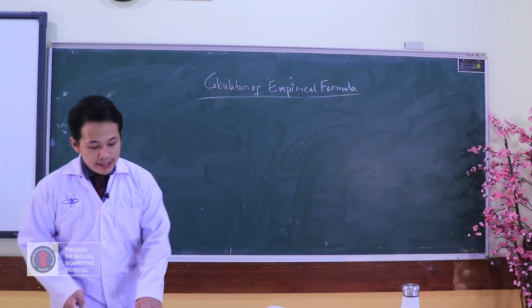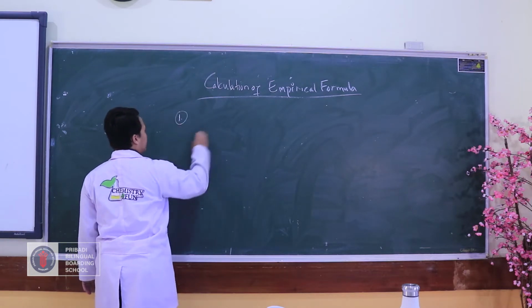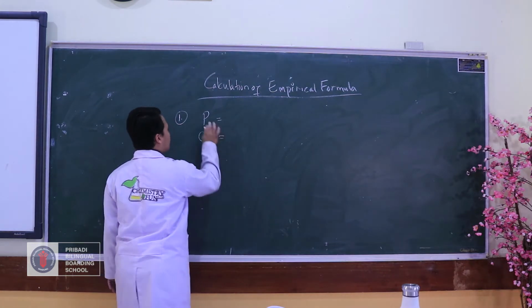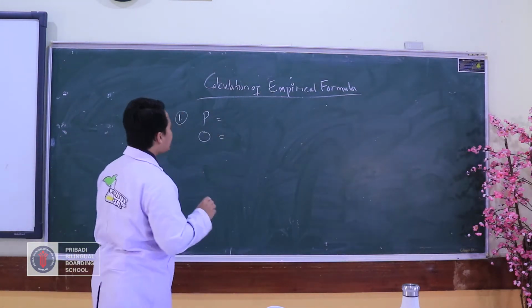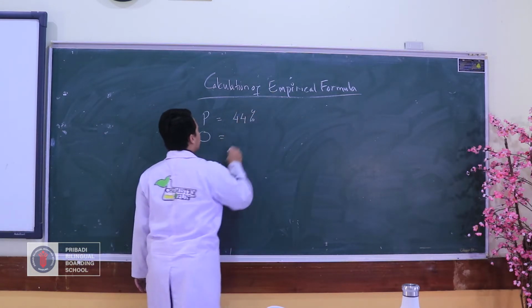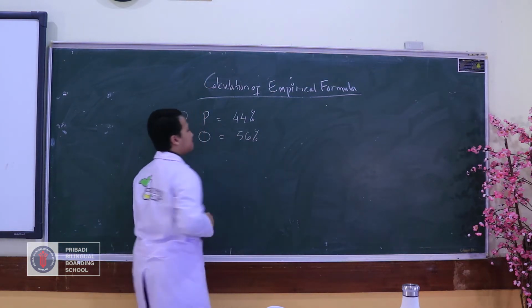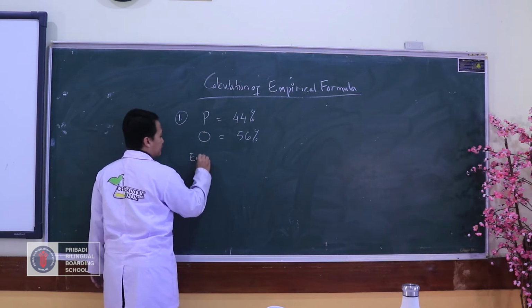Okay, so in here, let's say the first example, I have P and I have O, phosphor and oxygen. And then in this compound, the percentage of phosphor is 44%. For oxygen, it is going to be 56%. And then the question is, what is the empirical formula?